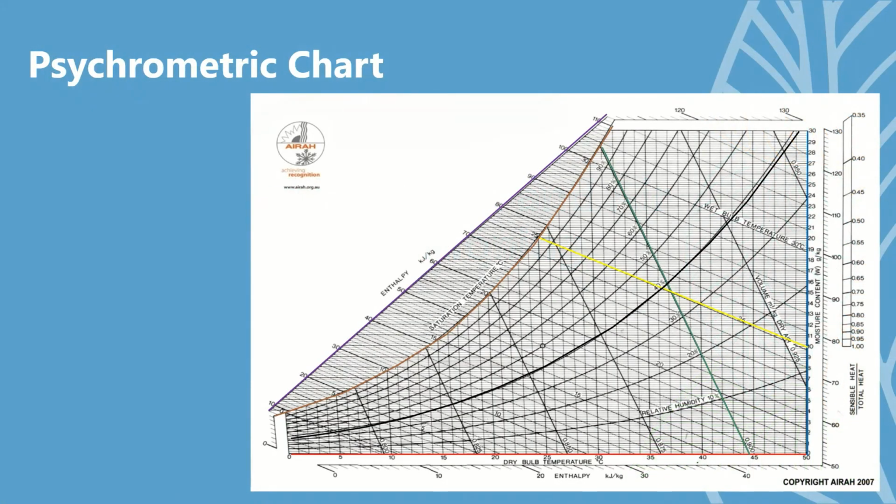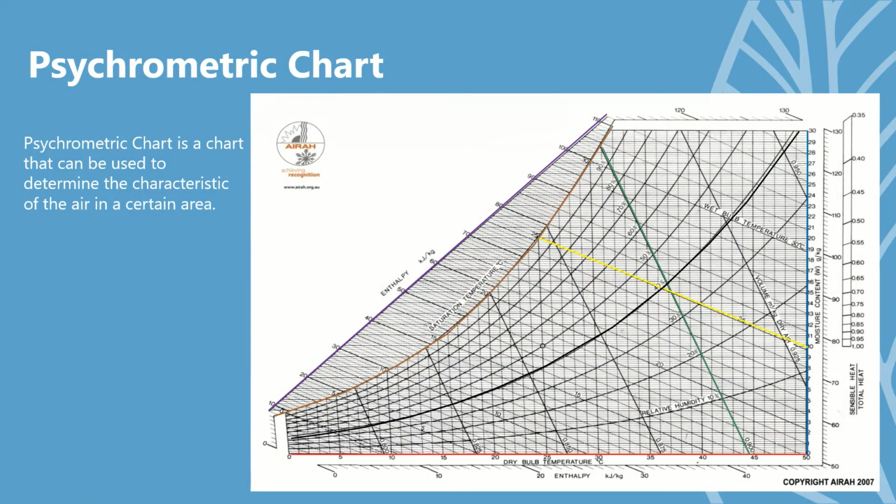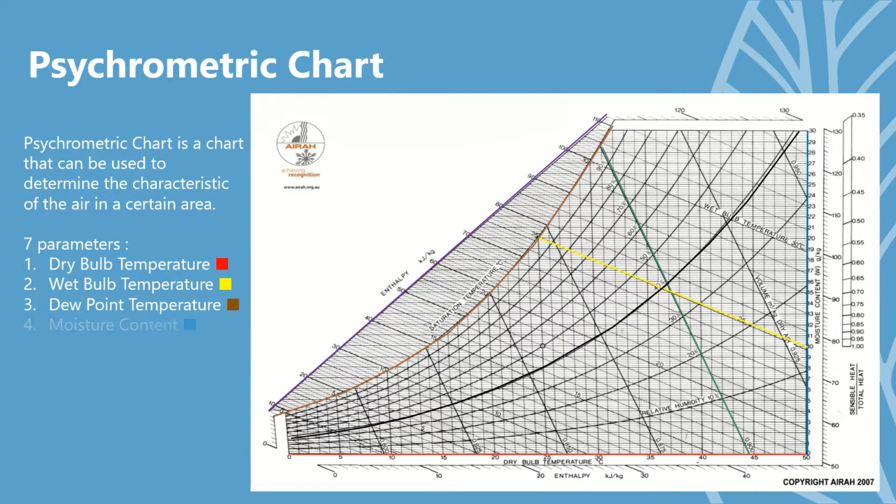In the world of refrigeration and air conditioning, we must know a very fundamental chart, namely the psychrometric chart. Psychrometric chart is a chart that can be used to determine the characteristic of the air in a certain area. There are 7 parameters in psychrometric chart, including dry bulb temperature, wet bulb temperature, dew point temperature, moisture content, relative humidity, enthalpy, and the last one is specific volume. Now, let's discuss it one by one.